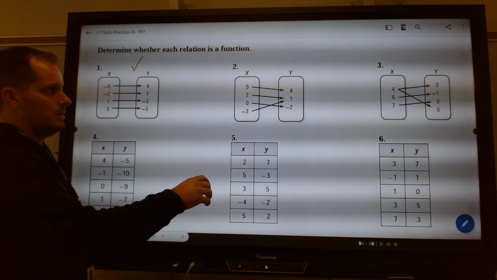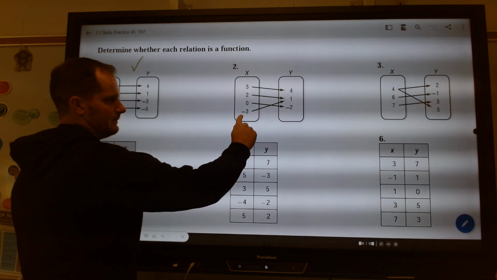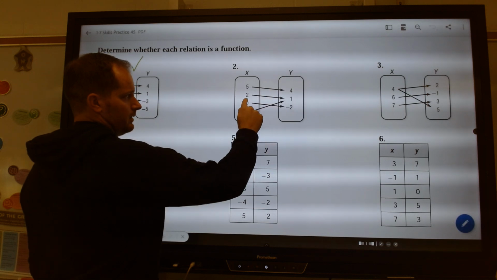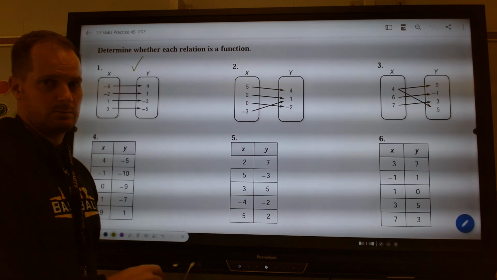For number 2, you'll notice that 5 is with 4, 2 is with 1, 0 is with -2, and -3 is with 1. As long as your x values are unique, even if two inputs have the same output, that is okay. That's still considered a functional relationship. So this is true.